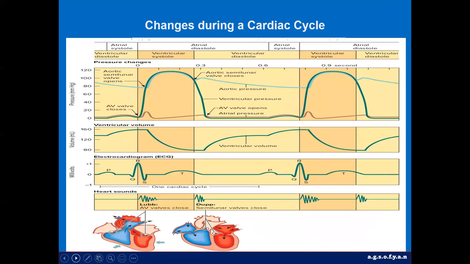Okay, now we're going to learn about the changes during the cardiac cycle. Again, this is happening when the atrium contracts. The AV valve will be open over here, and then the blood will be entering into the ventricle. Boom. And then when it has entered the ventricle, the ventricle will contract. When the ventricle contracts, it will close the AV valve and give the sound of lub. Lub sound over here.